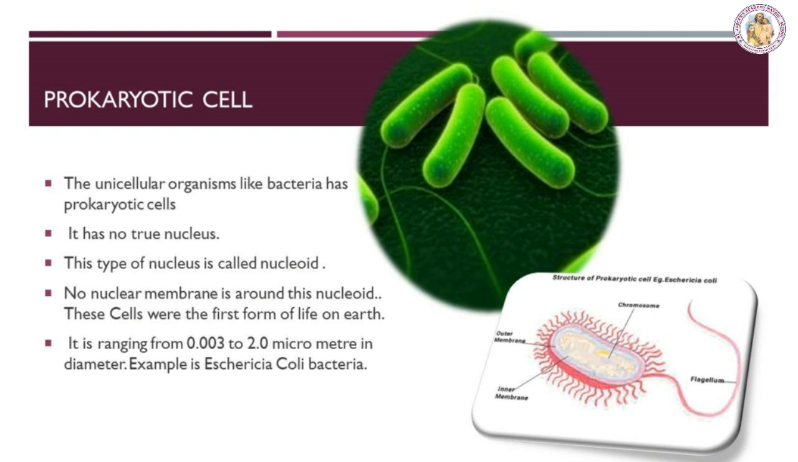Example, the Escherichia coli bacteria or E. coli bacteria. The structure of Escherichia coli is shown in the picture. You can see the chromosome, flagellum, outer membrane and inner membrane, and not the nucleus. So there is no well-defined nucleus in the Escherichia coli. There is no nuclear membrane.